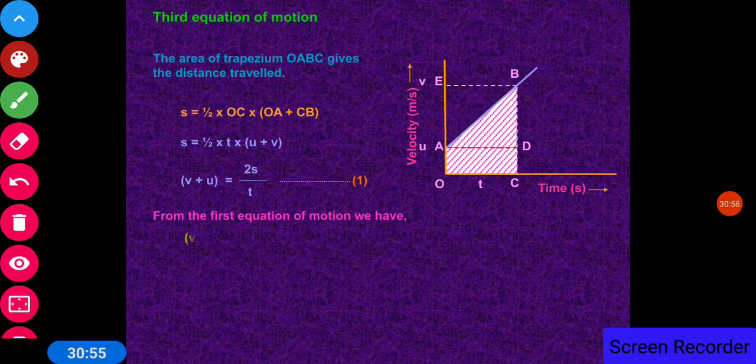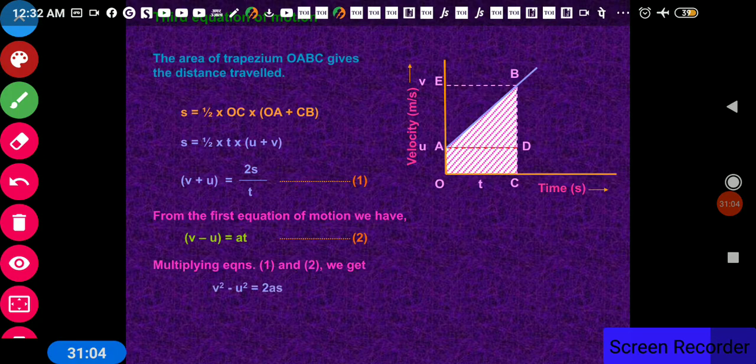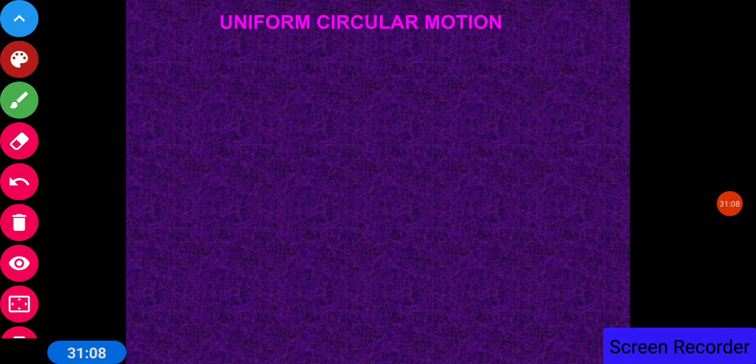Now from the first equation of motion, we have v minus u is equal to at. So this is the second equation. Now multiplying equations 1 and 2, we will get the result v square minus u square is equal to 2as, or v square is equal to u square plus 2as. This is your third equation of motion.